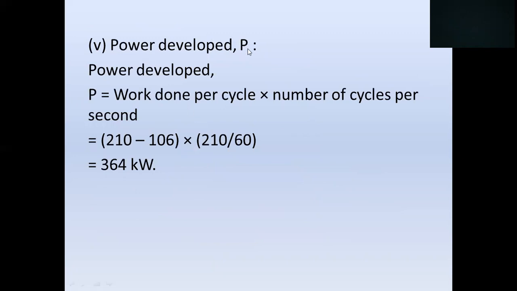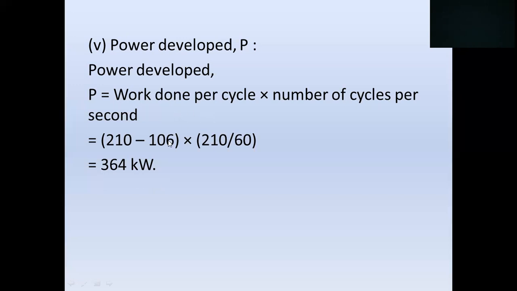Power developed by the cycle. So P is equal to work done per cycle into number of cycles per second. Work done is QS minus QR. QS value is 210 kilojoule, QR value is 106. Number of cycles per second: 210 cycles per minute is given. So you need to convert to number of cycles per second, so it is divided by 60. You get the power developed as 364 kilowatt.